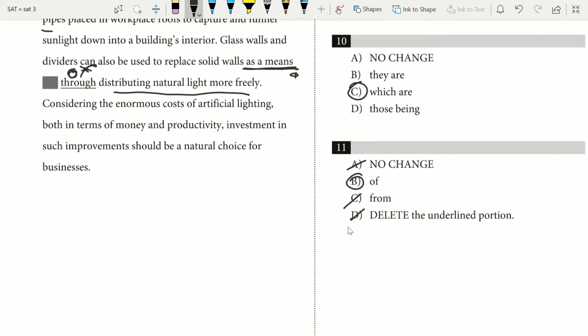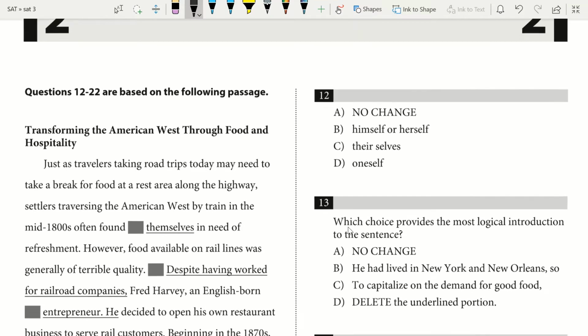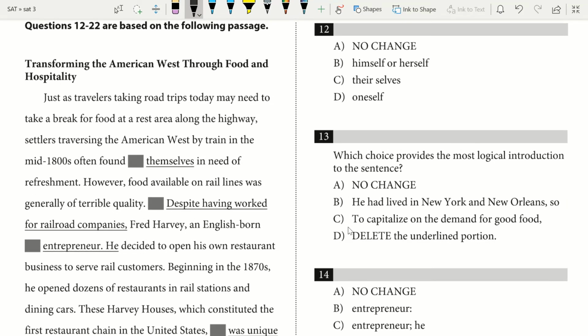Considering the enormous cost of artificial lighting, both in terms of money and productivity, investment in such improvements should be a natural choice for businesses. All right, transforming the American West through food and hospitality. Just as travelers making road trips today may need to take a break for food at a rest area along the highway, settlers traversing the American West by train in the mid-1800s often found themselves in need of refreshment.